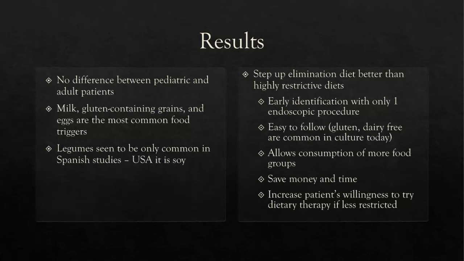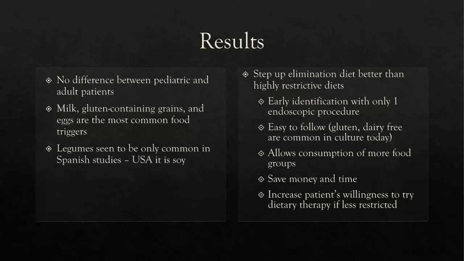And this research was in line with what I had been seeing in other research, stating that milk and gluten-containing grains and eggs are the most common food triggers. And then they also noted that legumes were the next common. And in the US, they see it to be soy, which was also included in the legumes in this study.